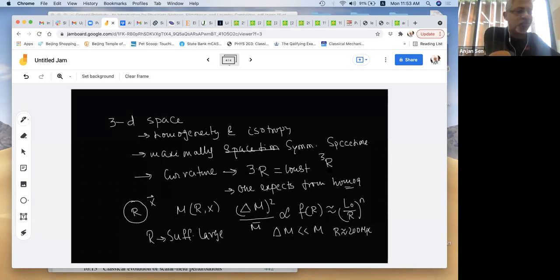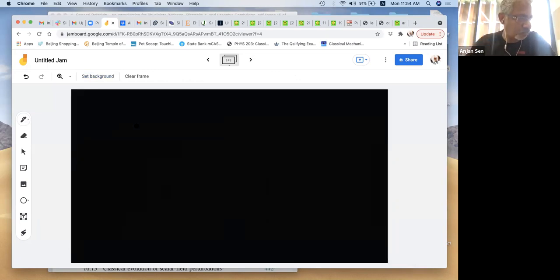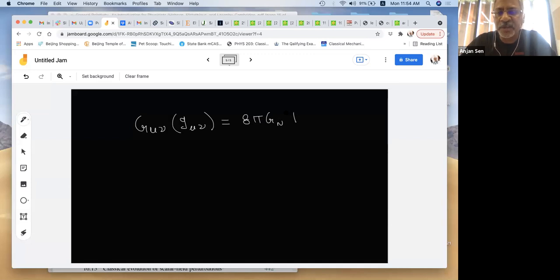Now let's see what I need to do. I have this homogeneous and isotropic space. I have to build a metric for that, and then I have to solve Einstein's equation, given some distribution of matter in the universe. So we need to solve Einstein's equation, where G mu nu is a function of the space-time metric, small g mu nu, and I need to solve this equation.